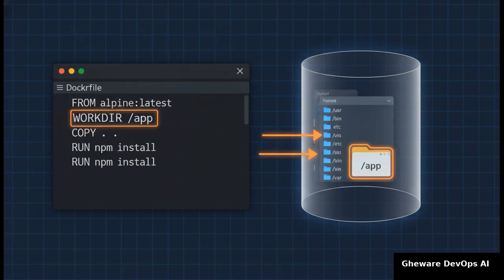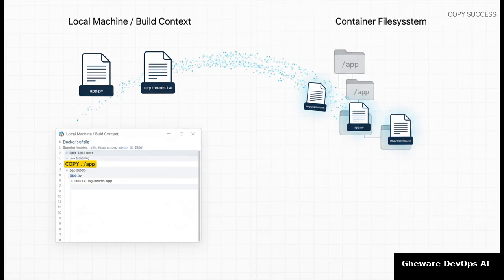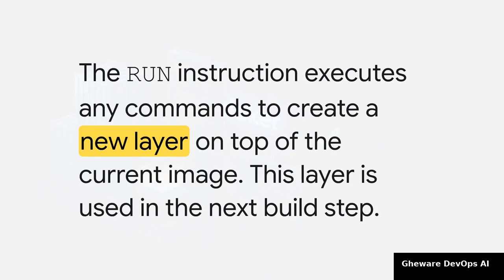All right, next up we've got WORKDIR. This is basically like typing cd in your terminal. It sets the working directory for all the commands that follow it. And here's the cool part, if that directory doesn't already exist inside the image, WORKDIR will just create it for you. Pretty handy, right? Okay, COPY is pretty much exactly what it sounds like. Its job is simple. Take files from your local machine, what Docker calls the build context, and copy them right into the image. You just tell it the source and the destination. Done.